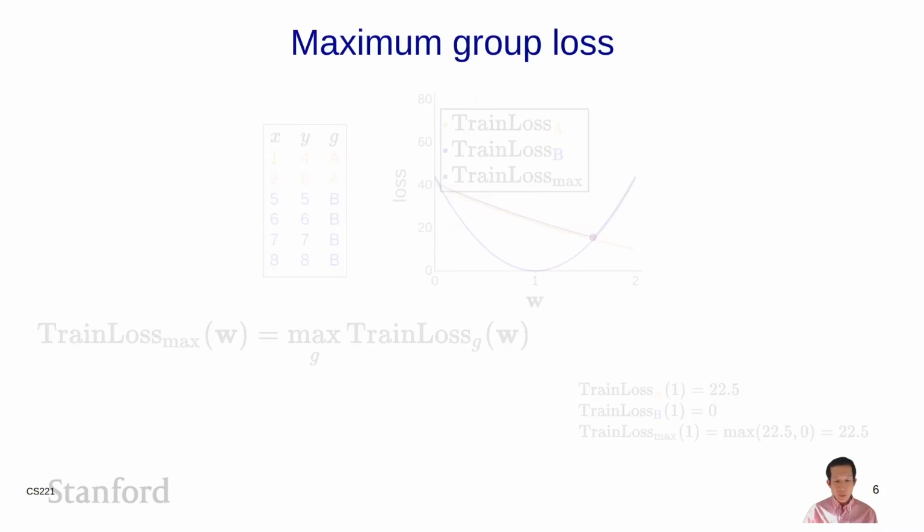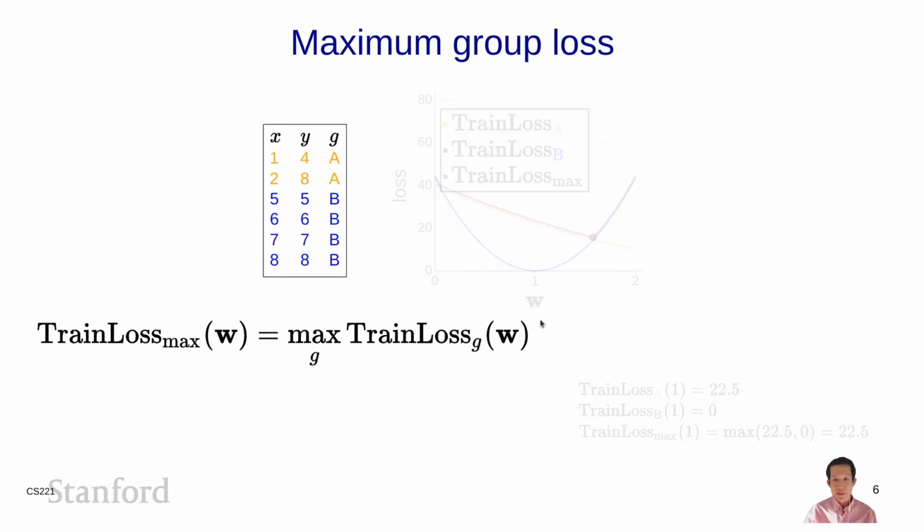So we can look at the losses of different groups, but it'll be helpful to summarize that as a single number. And we're going to capture it by a quantity called the maximum group loss. You might guess from the name that the maximum group loss, written train loss max, is simply going to be the maximum over all groups of the per group loss.